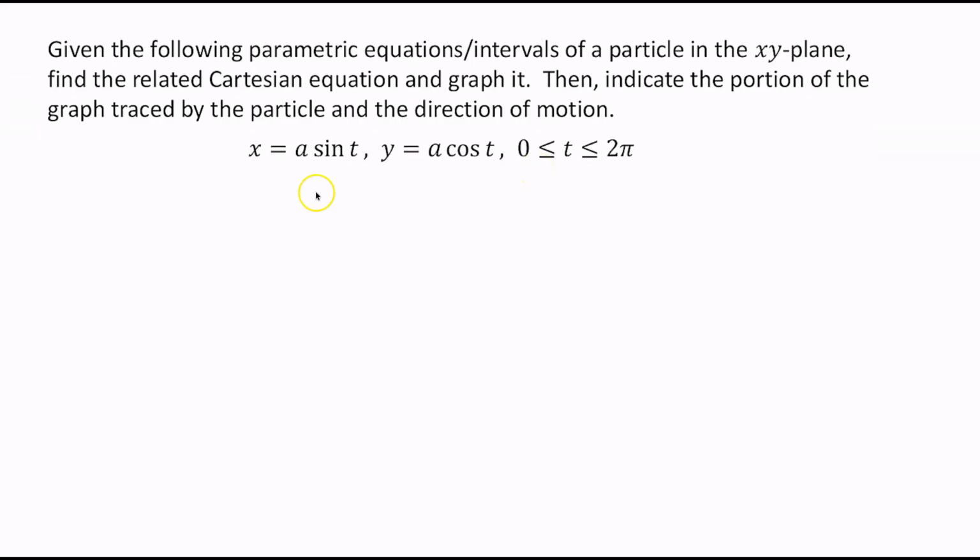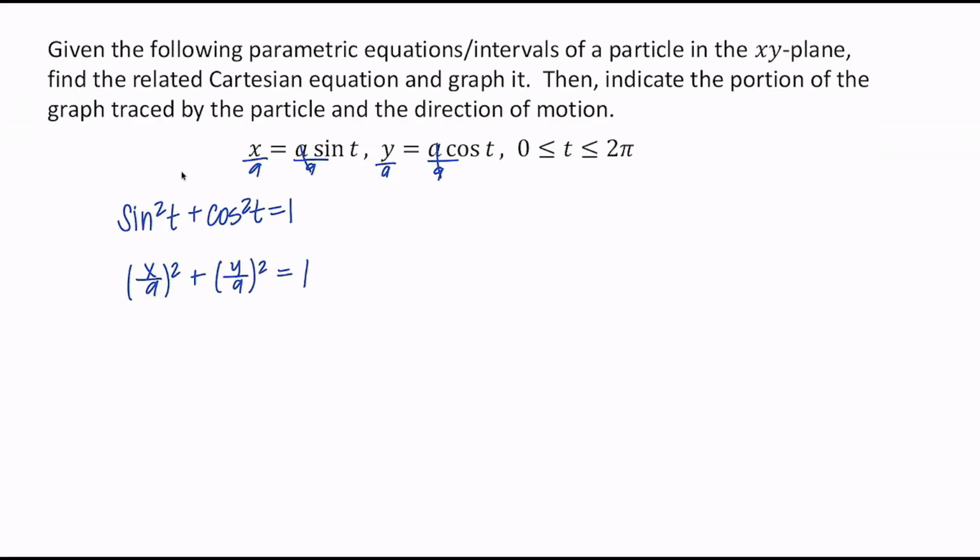So if we want to eliminate the parameter, because it involves sine and cosine, again, what we're going to do is start with an equation that we know already that involves sine and cosine. So we're going to start with the fact that sine squared t plus cosine squared t is equal to 1. And then on our original equations, we'll divide both of those by a. So we'll get sine t is equal to x over a. So I have x over a squared plus, divide both sides by a here, y over a is equal to cosine t, which is squared, is equal to 1. And then I have x squared over a squared plus y squared over a squared is equal to 1.